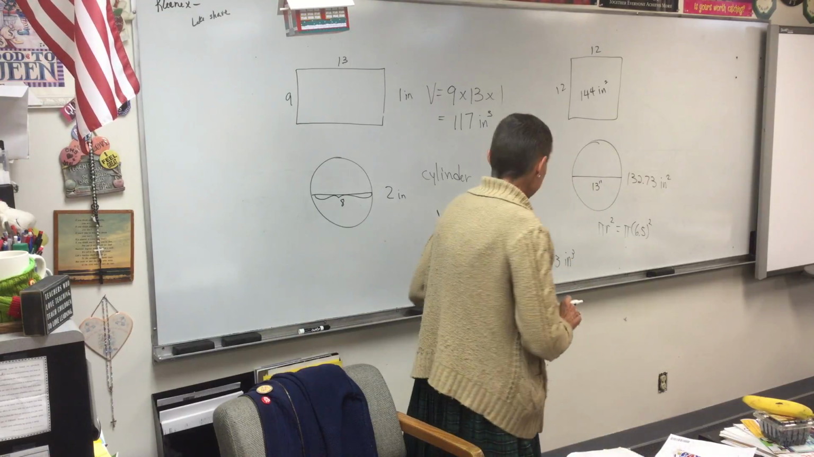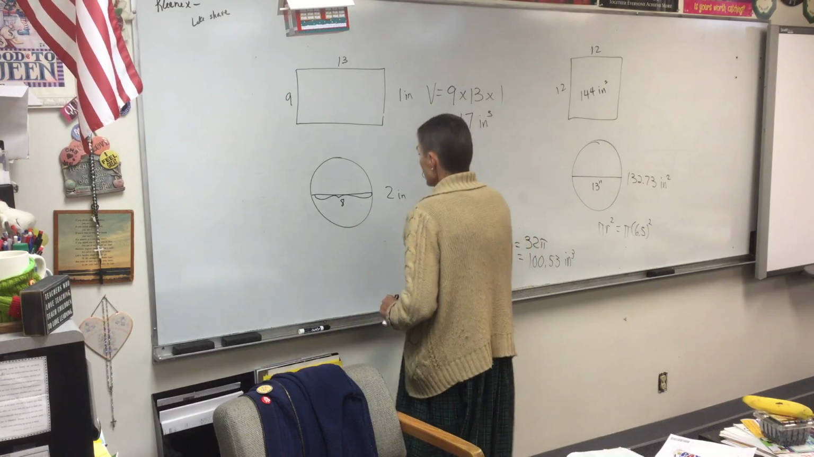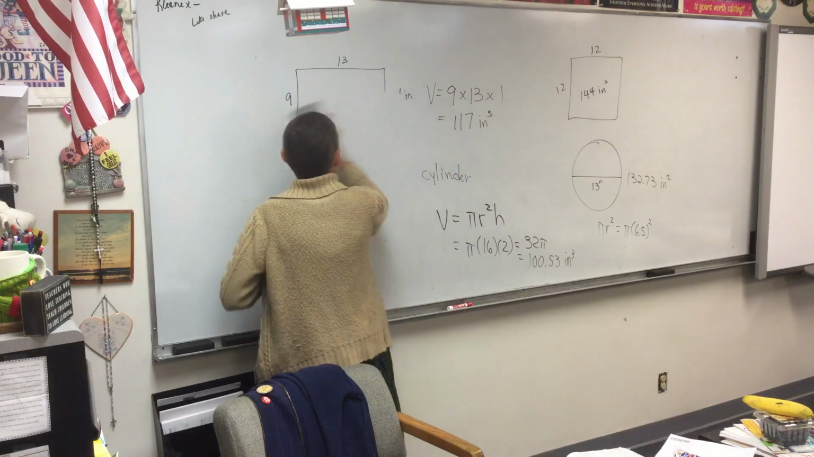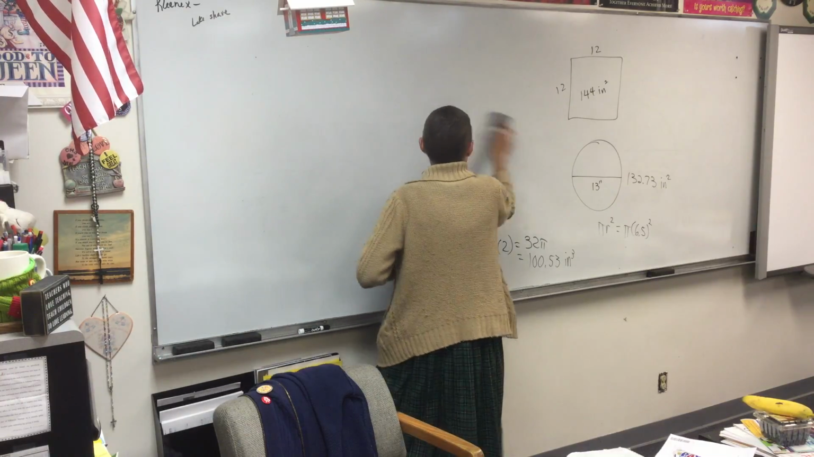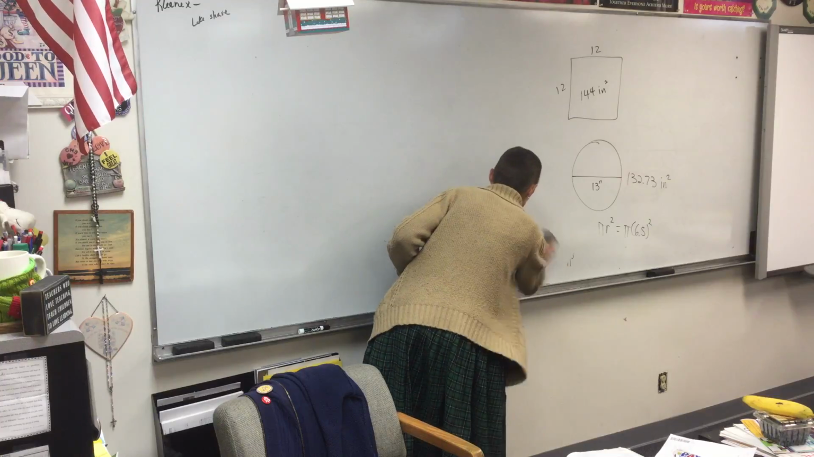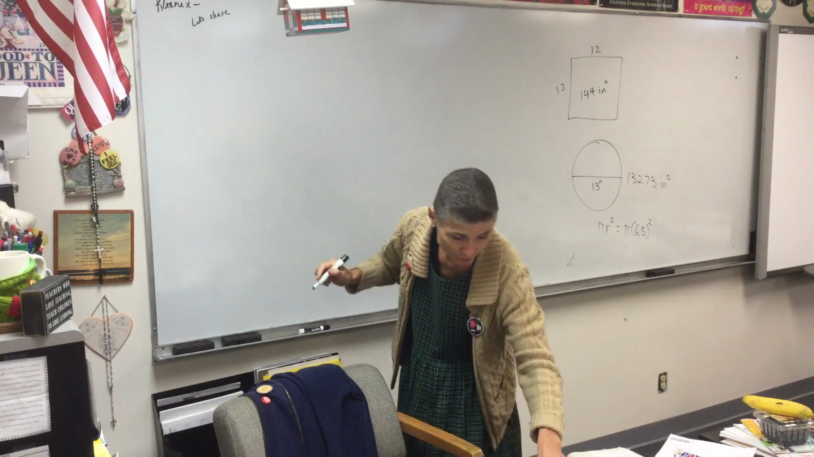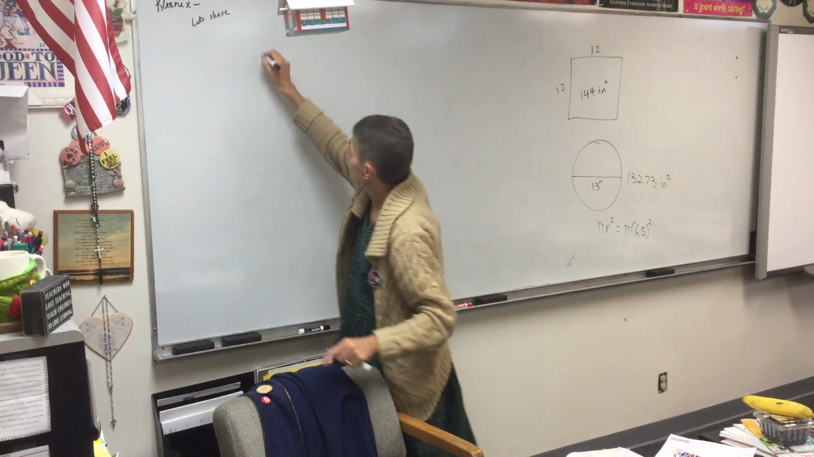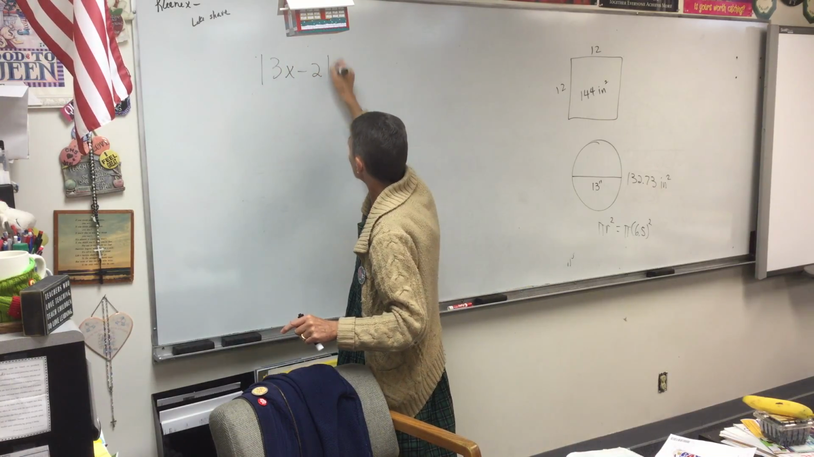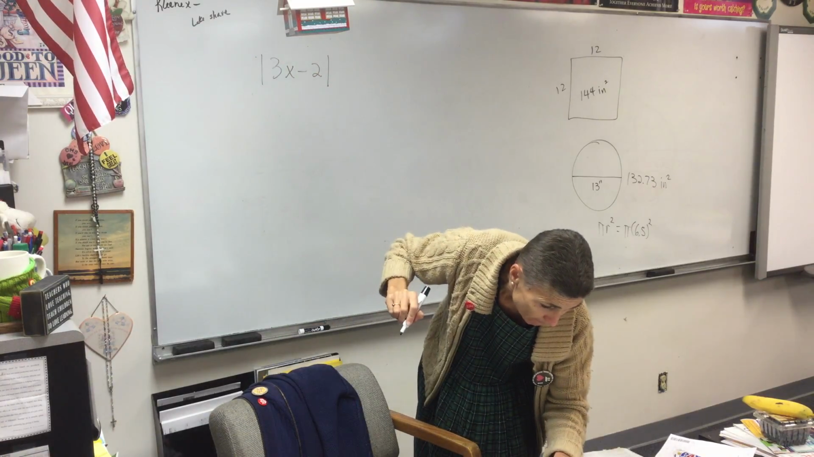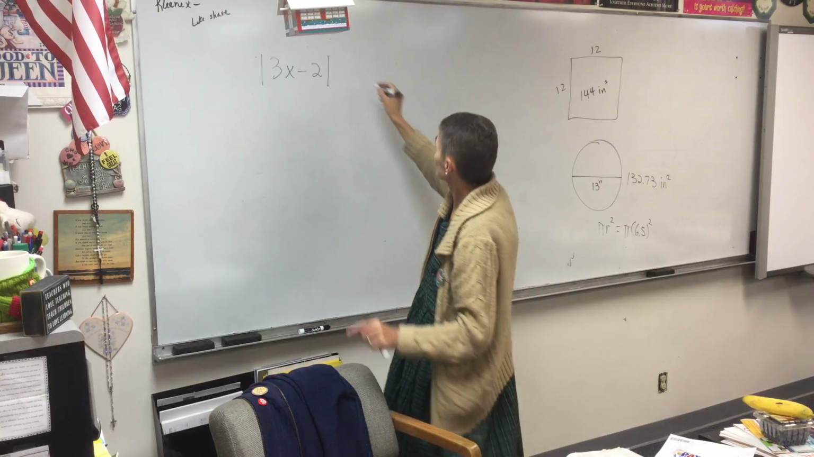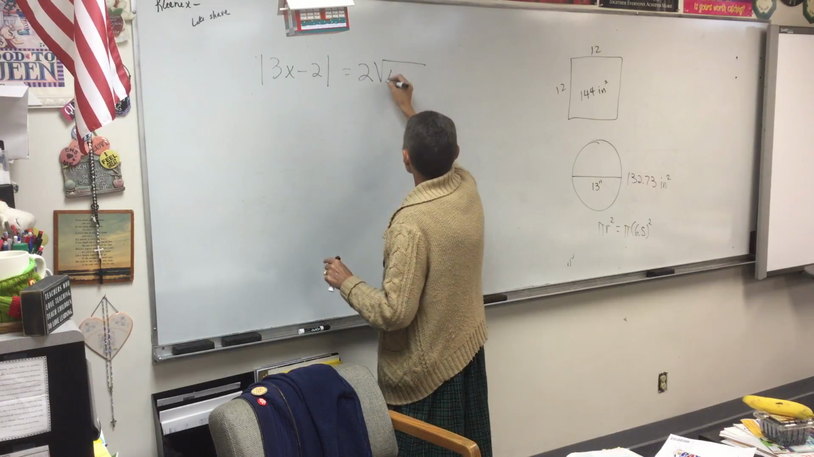Oh, this is good practice for our test too, because we're going to solve by graphing. This is a tough equation. It's doable, but I'd rather just graph it. So the absolute value of 3x minus 2 equals 2 root x plus 8.